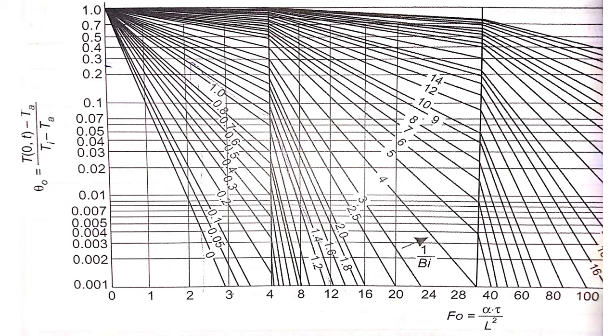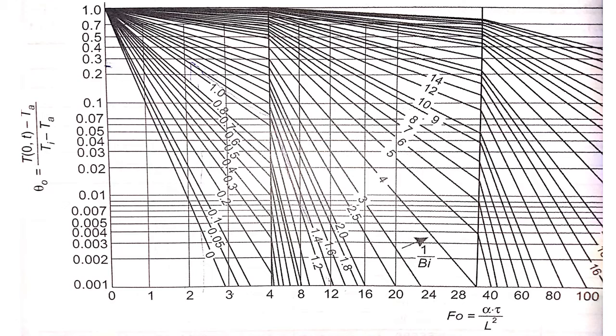If we know the center line temperature and want to calculate the time t, then we should use this graph only. See here in the graph, theta naught is equal to T of 0,t minus Ta divided by Ti minus Ta. The same equations that we have derived are there. We derived the equation in this form, T minus Ta divided by Ti minus Ta. Here they have given T of 0,t.